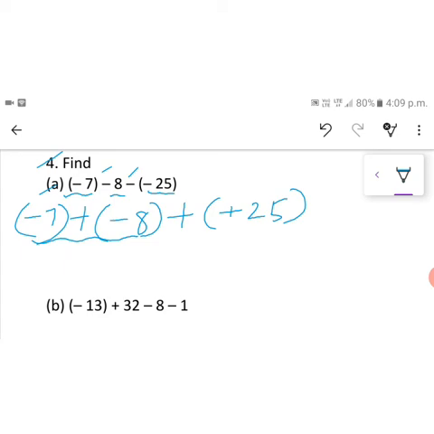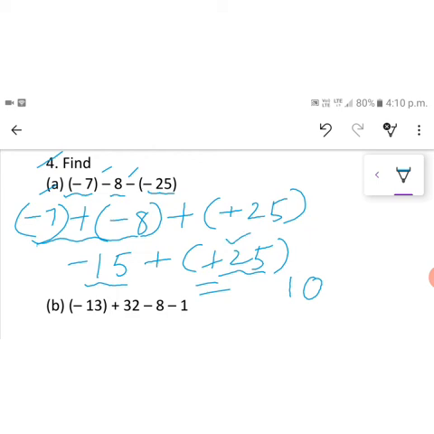Now take first two numbers. If the two numbers have same sign, add the two numbers and give the same sign. Add 7 and 8. We get 15 and give the same sign minus. Plus 25 as it is, which is equal to, here both the numbers have different sign. One is minus, another one is plus. So subtract these two numbers. We get 10 and give the bigger number sign. The bigger number is 25. The sign is plus. So the answer is plus 10.